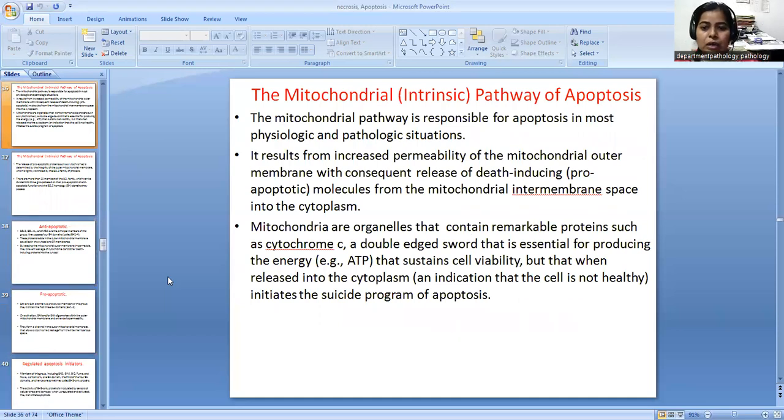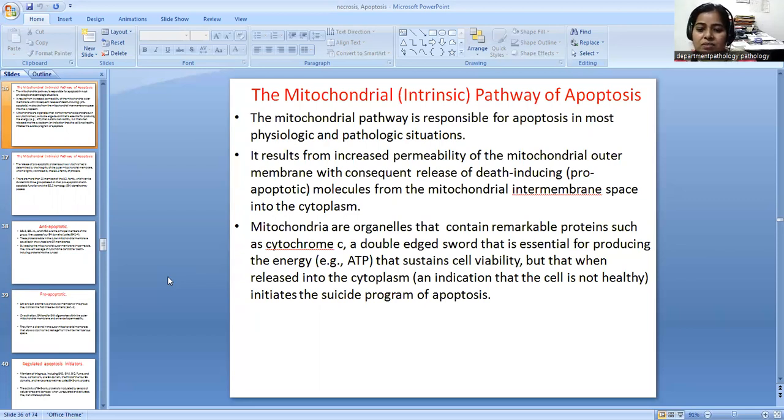The mitochondrial intrinsic pathway of apoptosis. The mitochondrial pathway is responsible for apoptosis in most physiological and pathological conditions. It results from increased permeability of the mitochondrial outer membrane, with consequent release of death-inducing pro-apoptotic molecules from the mitochondrial intermembrane space into the cytoplasm.